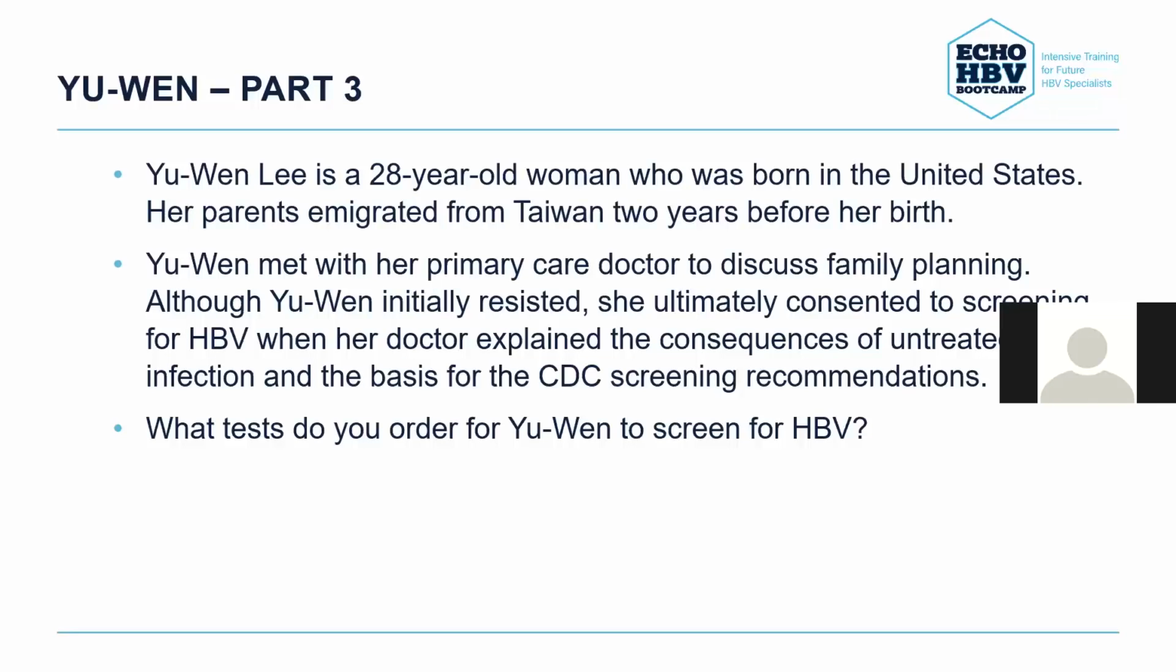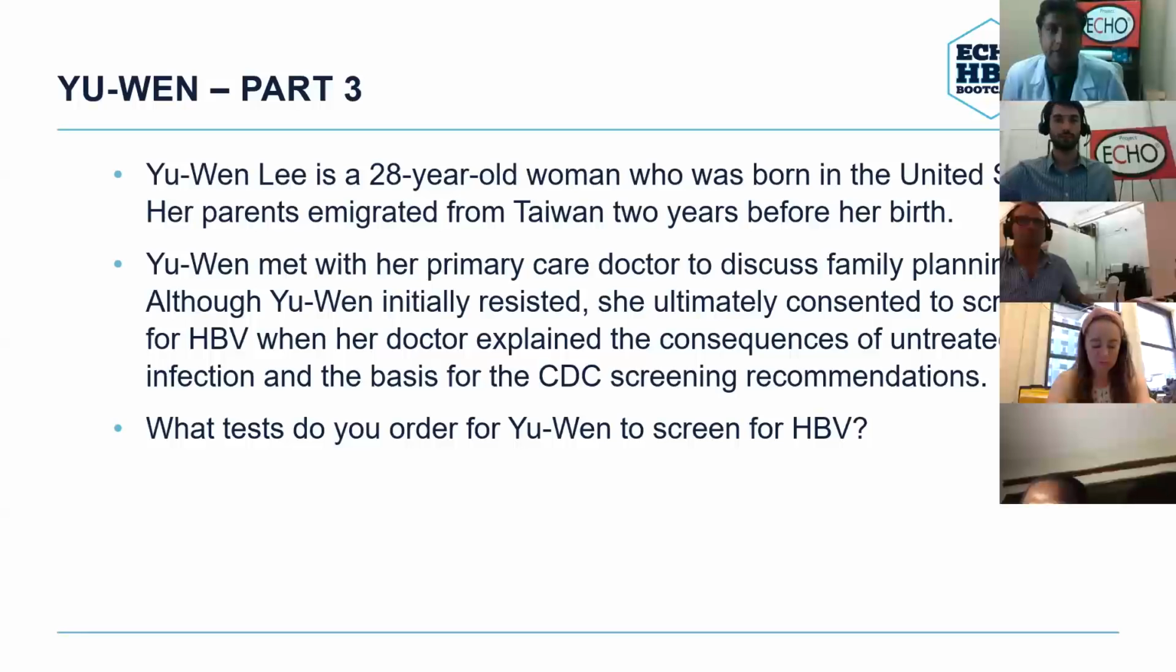So when she meets with her primary care physician and she talks about family planning, again, we actually identified that that's a perfect context to screen for hepatitis B, because we can not only identify her with hepatitis B if she has it, we can also stop the transmission from mother to child, right?